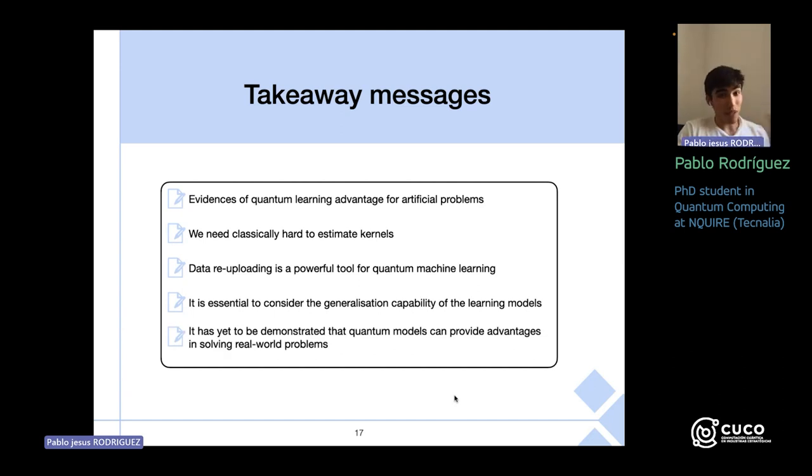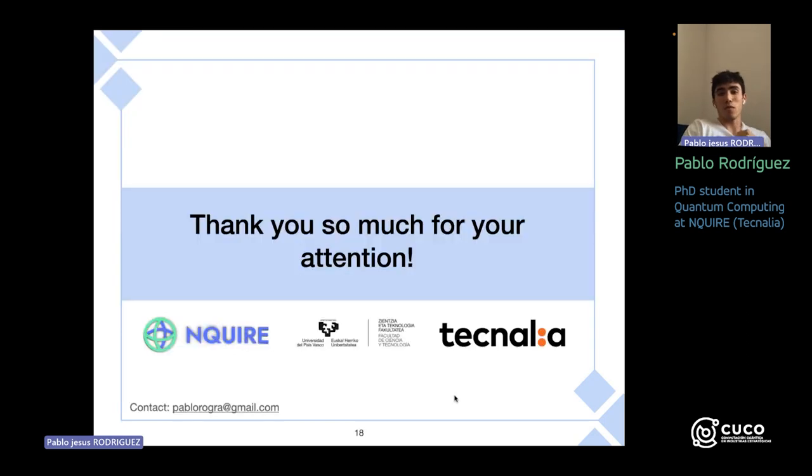And finally, it has yet to be demonstrated that quantum models can provide advantages in solving real-world problems. Not only well-designed problems to show advantage, we need to find out if it's possible to find some quantum advantage in real-world problems. I don't know when, but for now, this is not close. So yeah, this is all.